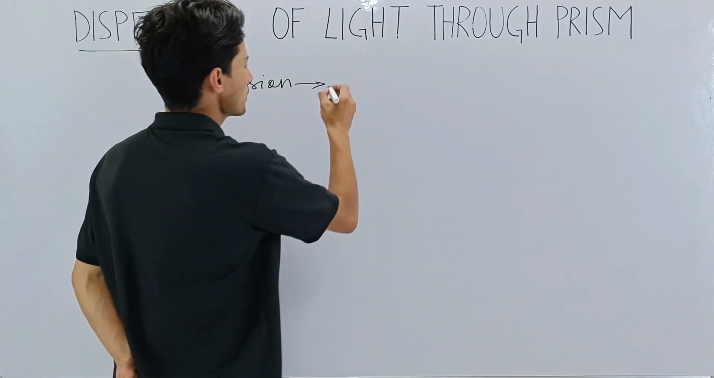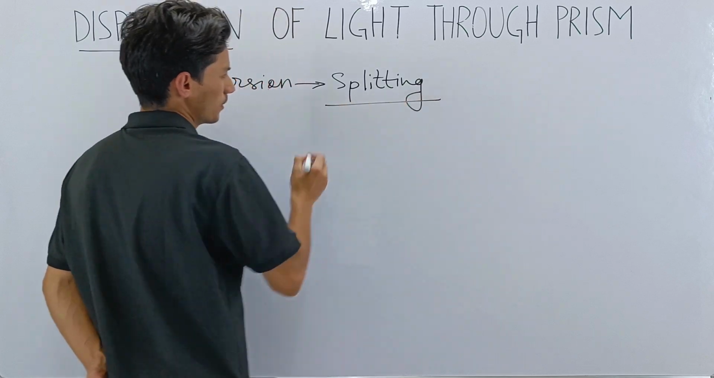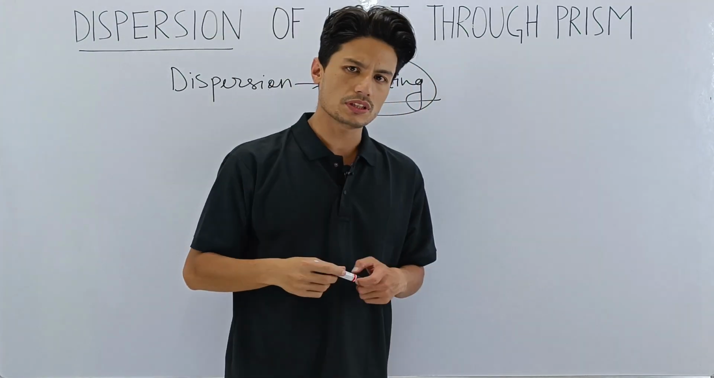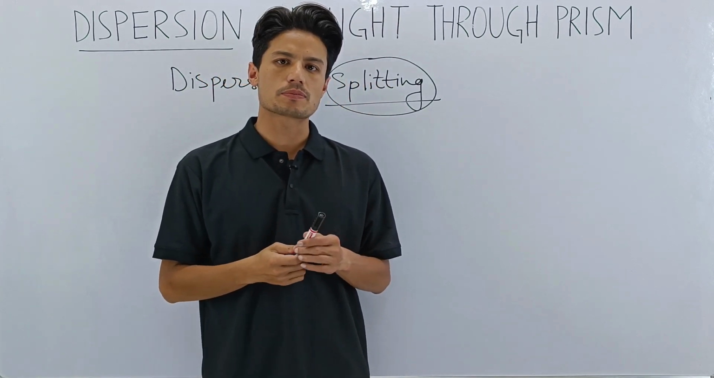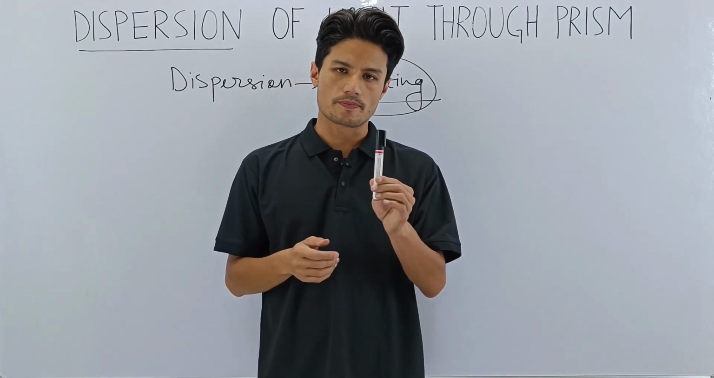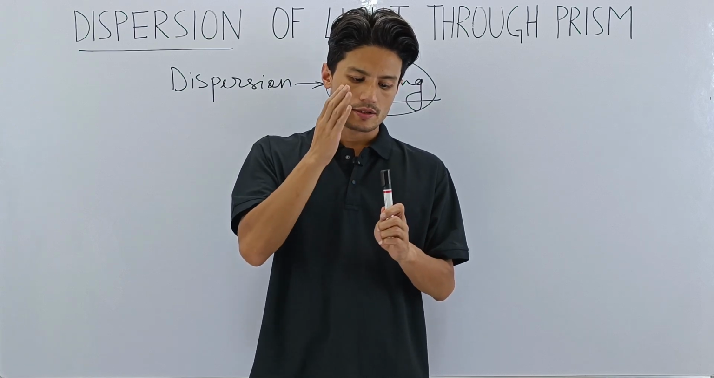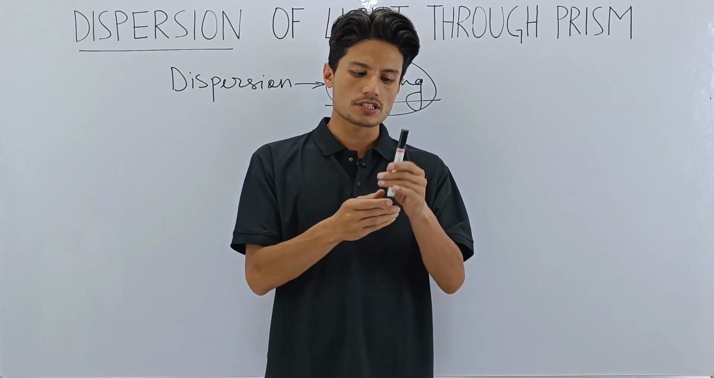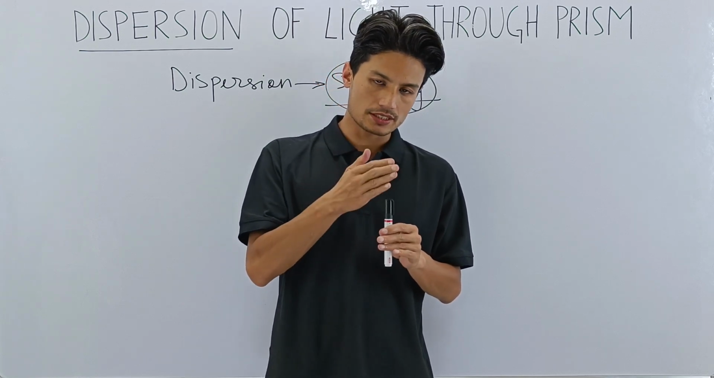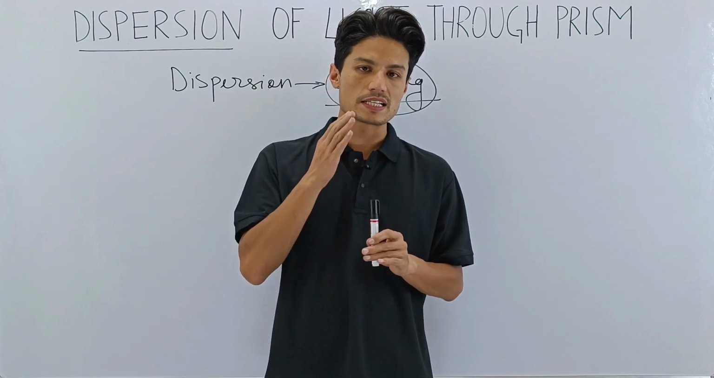Dispersion means splitting. Now you should know the meaning of splitting. So what is the literal meaning of splitting? Just imagine that this is a stick, and I have a knife, and I cut this stick into 10 pieces. So what have I just done? I have just split this single stick into 10 pieces. This is the meaning of splitting.